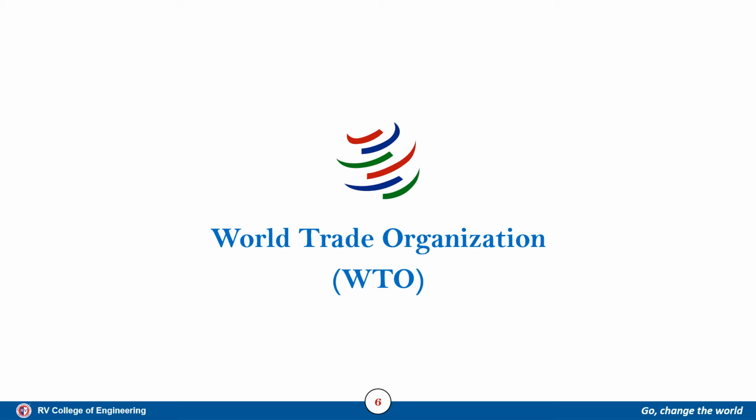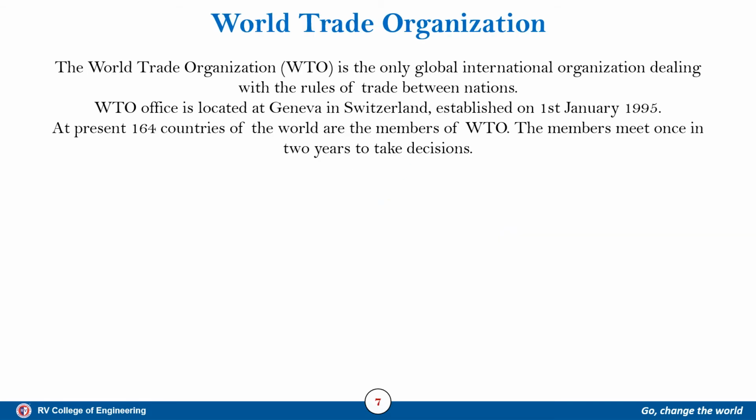The first one is the World Trade Organization. The World Trade Organization is one of the important working organizations under the United Nations Organization, UNO. It deals with the regulation of trade at the global level. Its headquarters is located in Geneva, Switzerland, and it was established on 1st January 1995. At present, there are 164 countries under the umbrella of WTO, and they meet once in 2 years to take important decisions on world trade between the nations.